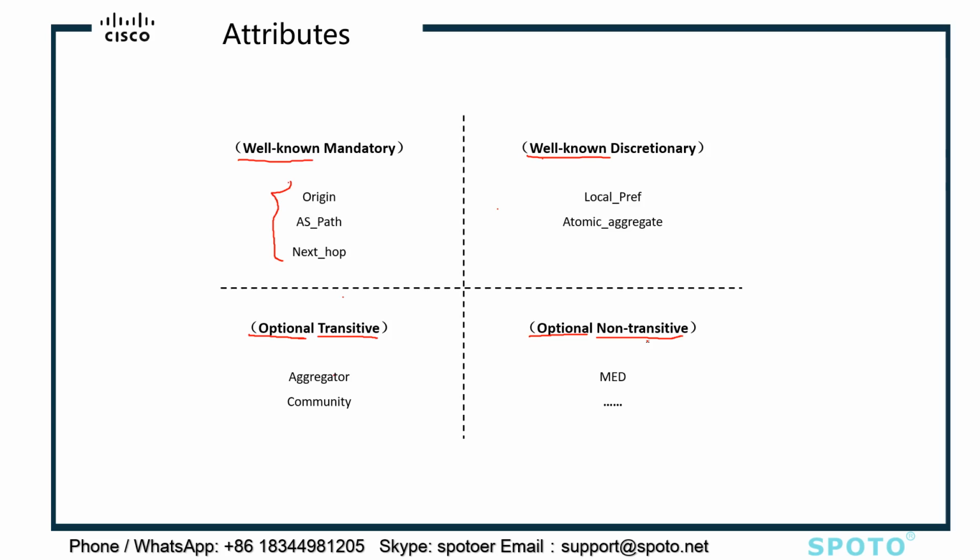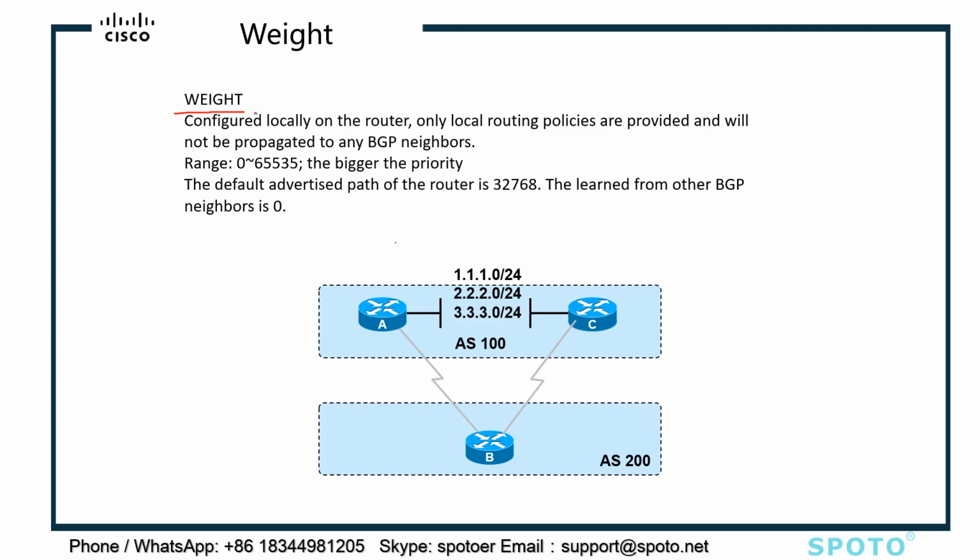So next, we need to learn more details about the attributes. The first one we need to know is the weight. We can see here that the weight is a Cisco private attribute. In this topology, we have 3 different routers, and between A and C, we have these 3 different network segments. And B is in another AS200. Between A and B, and C and B, they are eBGP neighbors. We can see here that RTB can learn this route from RTA, and also RTB can learn this route from RTC.